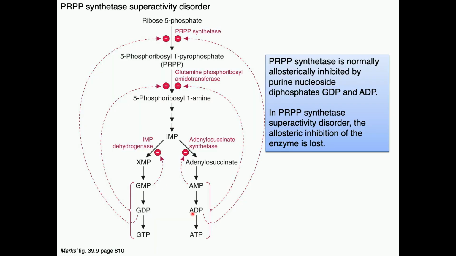So that PRPP synthetase superactivity disorder, again, is resulting from PRPP synthetase losing the feedback inhibition from the purine diphosphates, the ADP and GDP nucleotides. Okay, so the PRPP synthetase, that's one of the major levels of regulation of the nucleotide synthesis pathway. Okay. Questions about PRPP synthetase superactivity disorder?